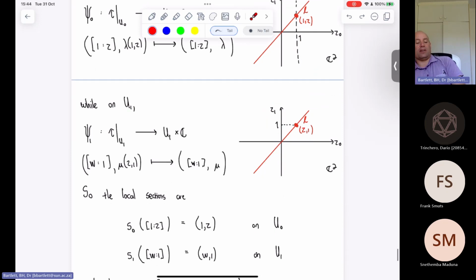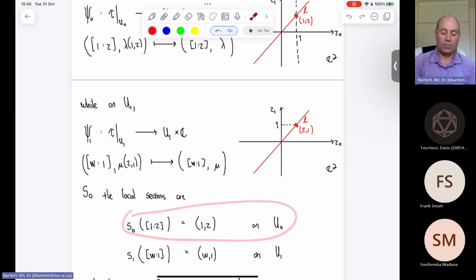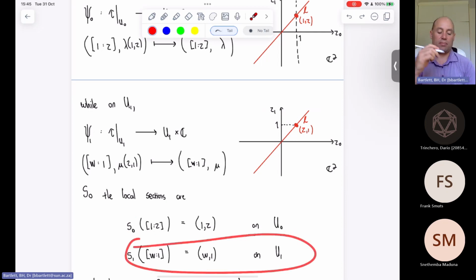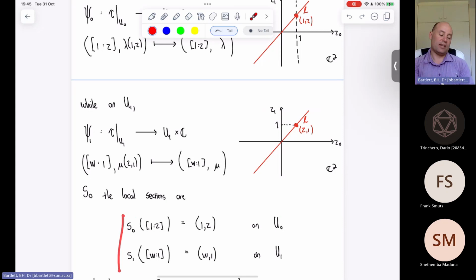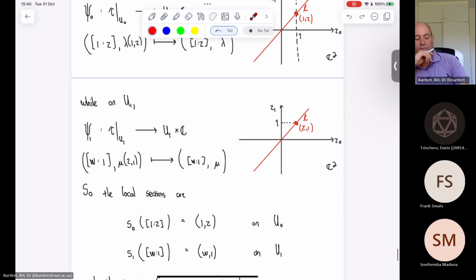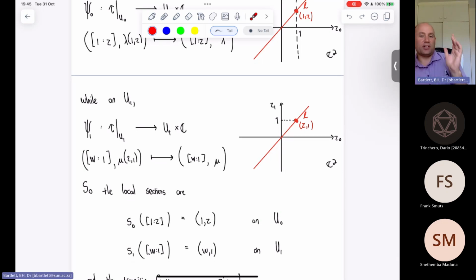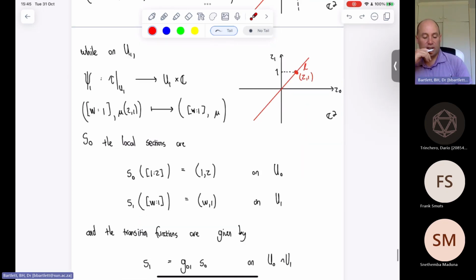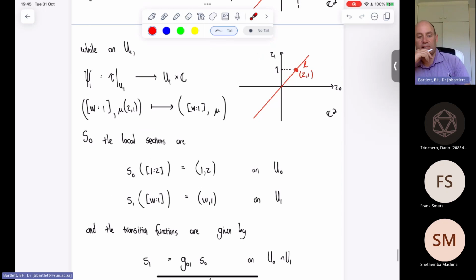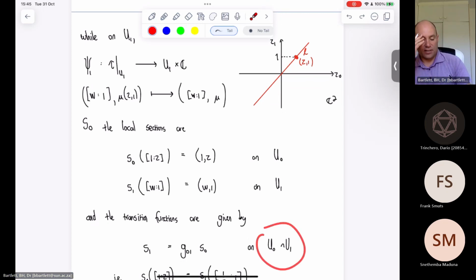Okay, so just to be clear, once you've got your local trivializations, you can translate those into local sections. The local sections are like this. S0 gives you (1, z), and S1 gives you (w, 1). This, I think, is the clearest way to say what's going on. Once you've got your local sections, you get your local trivializations by just saying, well, this section is equal to something times this section. That's your local trivialization. So let's work that out. S1 has to be something times S0 on the intersection.